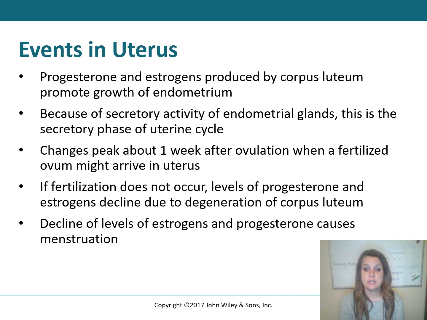So even if fertilization doesn't occur, progesterone and estrogen are continuing to be secreted by the corpus luteum for the first 2 weeks post-ovulation. This is called the secretory phase because of the secretory activity of the endometrial glands. And changes are going to start to peak around 1 week after ovulation because this is when the fertilized ovum might arrive from the fallopian tubes into the uterus. If fertilization does not occur, then the levels of progesterone and estrogen are going to decline because the corpus luteum is declining, and the decline of these levels is what's going to cause menstruation or the sloughing off of the uterine lining.